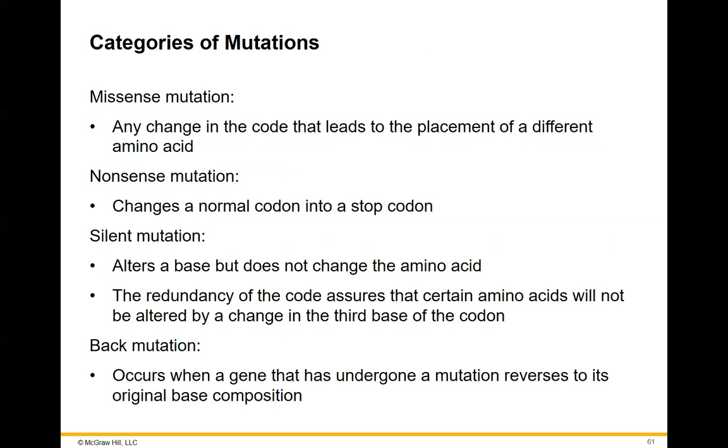We have missense, nonsense, silent mutations. Then we have back mutations, which aren't as important. But missense, this is any code that leads to a different amino acid. Okay. Originally you coded for serine, now you're coding for phenylalanine because of your change. That's a missense mutation. This is all going to be dependent on what your product is.